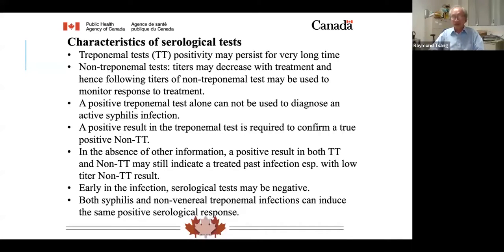In the absence of other information, a positive result in both the Treponema and non-Treponema tests alone may still indicate a treated past infection, especially in the presence of low non-Treponema test titers, such as a low RPR or low VDRL titer. Also, early in an infection, the serological response may be negative. But also very important to note is that both syphilis and non-venereal Treponema infections can induce the same positive serological response.